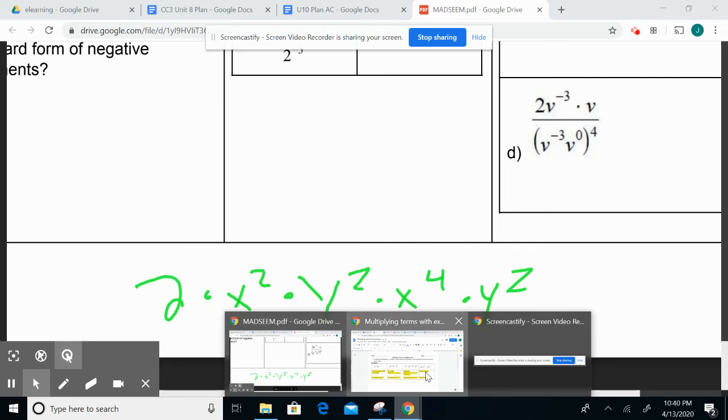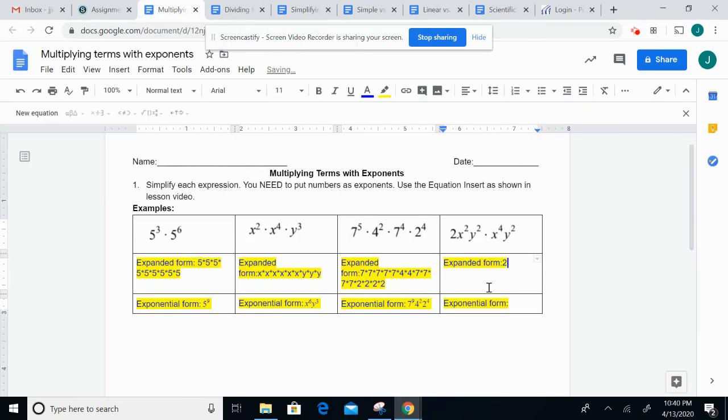Okay, so there's only one 2. There are 2 x's. There are 2 y's. There are 4 x's. And there are 2 y's. One long string of multiplication. There's the 2, the x's, and the y's. Now, when we go to write it in exponential form, there's only one 2, so the 2 goes out in front. Took care of it.